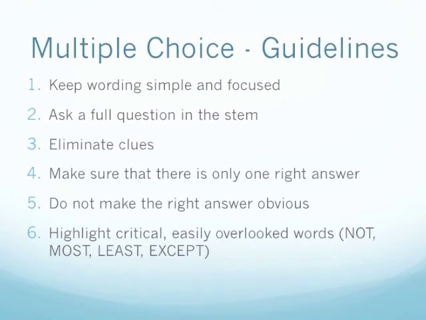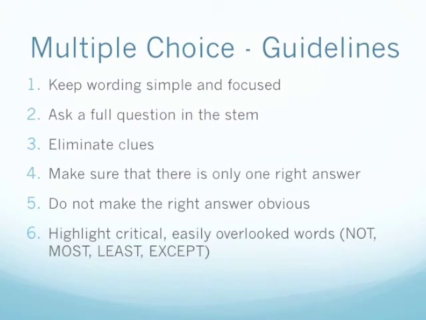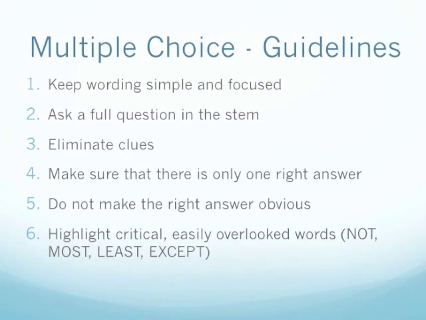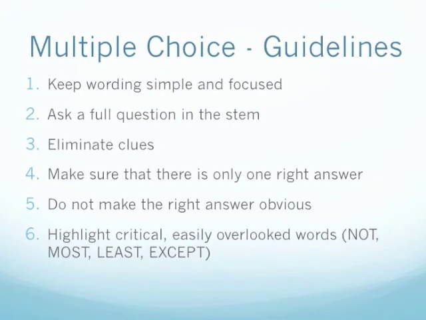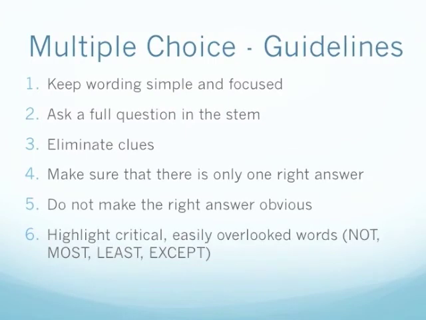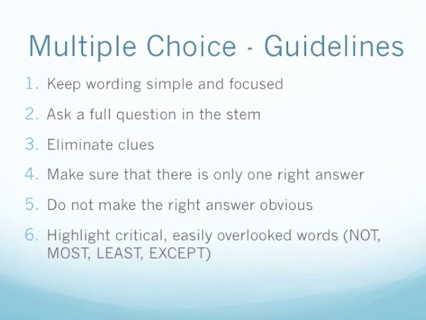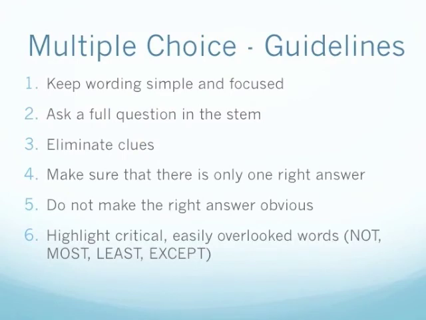Make sure that there's only one right answer. Make sure that your distractors aren't indeed partially right. Just make sure there's one right answer. And don't make the right answer really obvious. A way that we often do this is the right answer is longer or more detailed than the distractors, or the answers that are not right. And then if you are going to use words like not or most or least, bold those or make them capital letters. Somehow set those apart so students don't miss those.